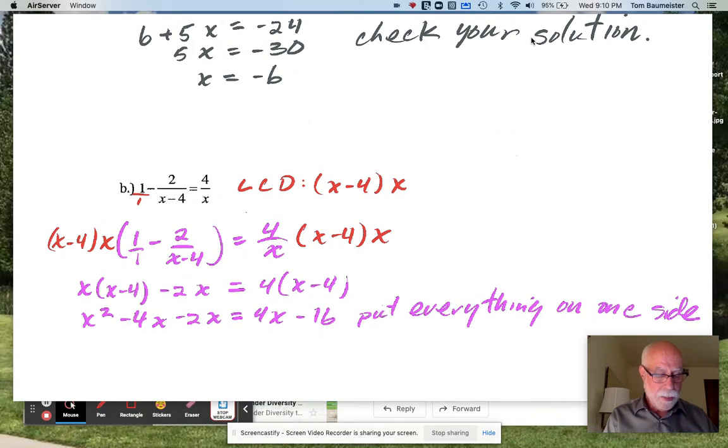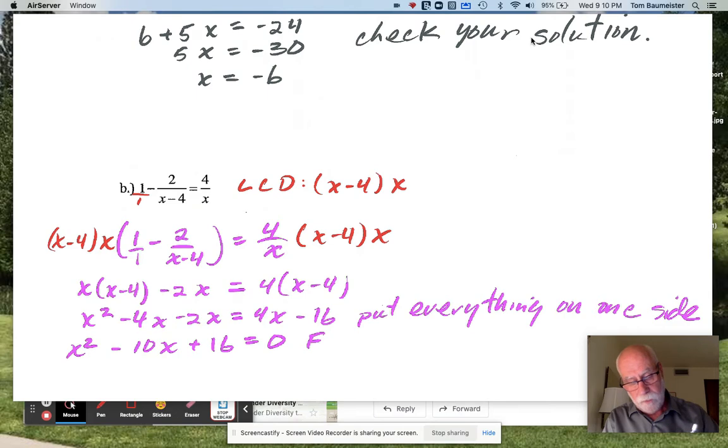So if I do that, well, the x squared is going to stay the same. I have negative 6x there. I'm going to bring that 4x over. It's going to become negative. So I'll have a total of negative 10x there. And when I bring that 16 over, it's going to become positive. And then on the right-hand side, I just have 0.